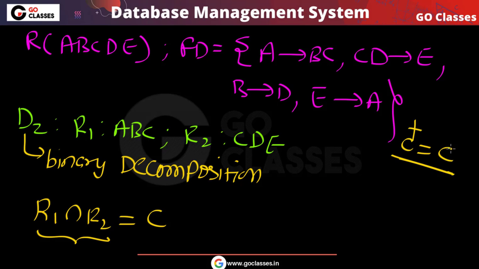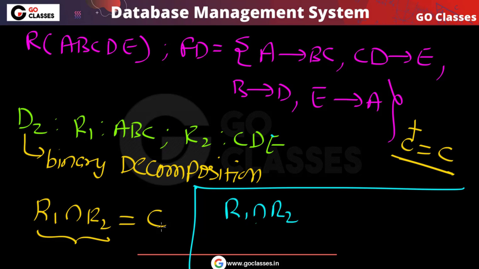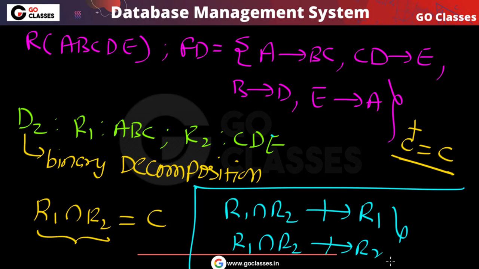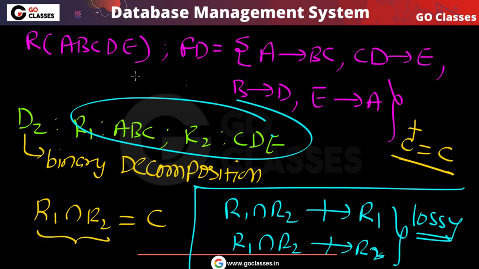So you can notice C can only determine C. C cannot determine ABC. C cannot determine CDE. So this R1 intersection R2, this C, cannot determine relation R1, and it cannot determine relation R2. So this common set of attributes, R1 intersection R2, which is C, is not a super key in R1 and not a super key in R2. That is the reason we can say that this decomposition is lossy.